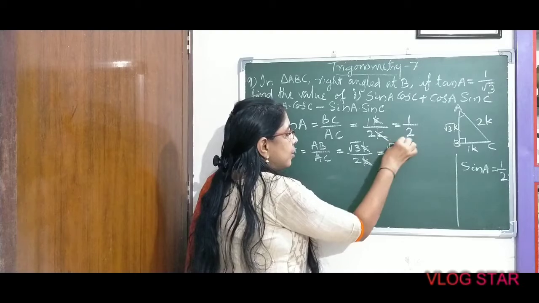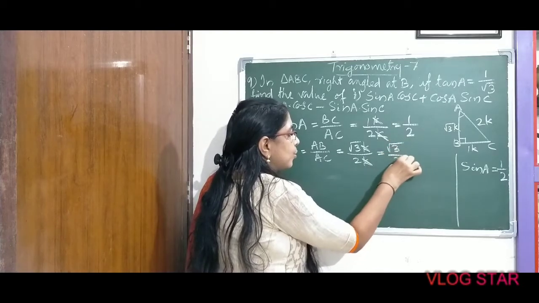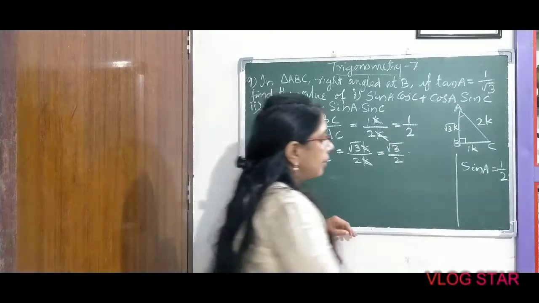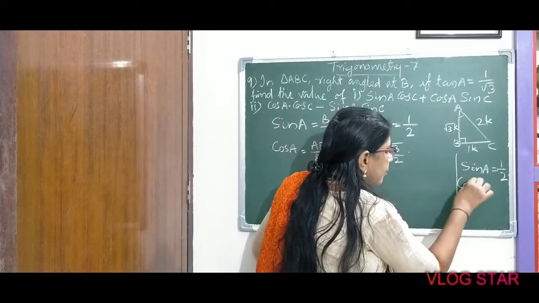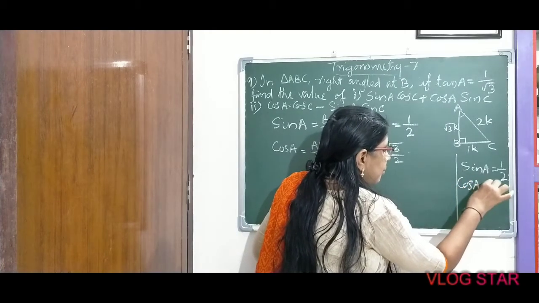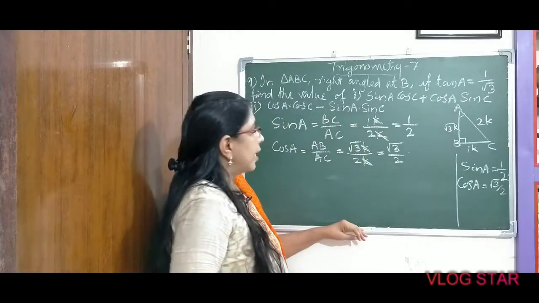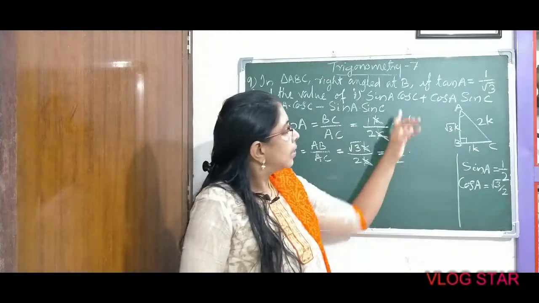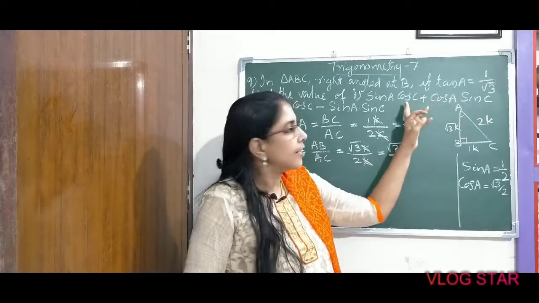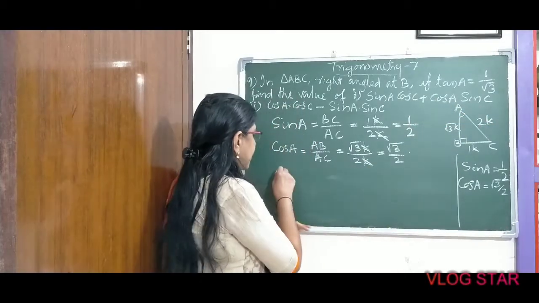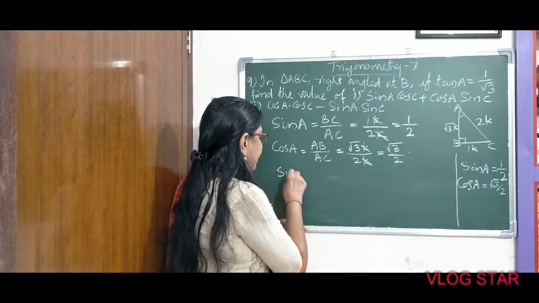Therefore, cos A is equal to root 3 by 2. Write it over here also. Cos A is equal to root 3 by 2. Next we have to find out sin C and cos C. First we have to find sin C.